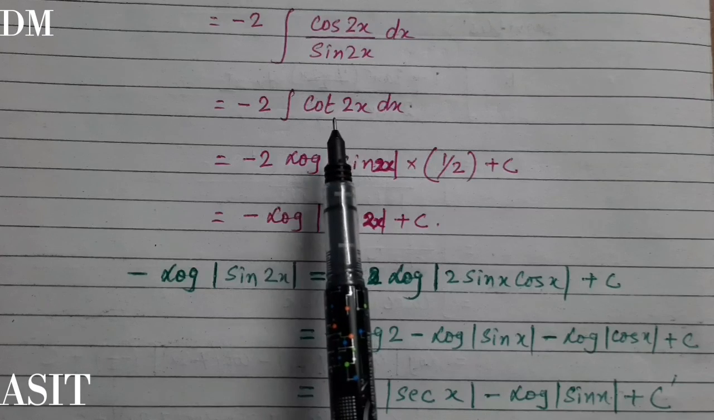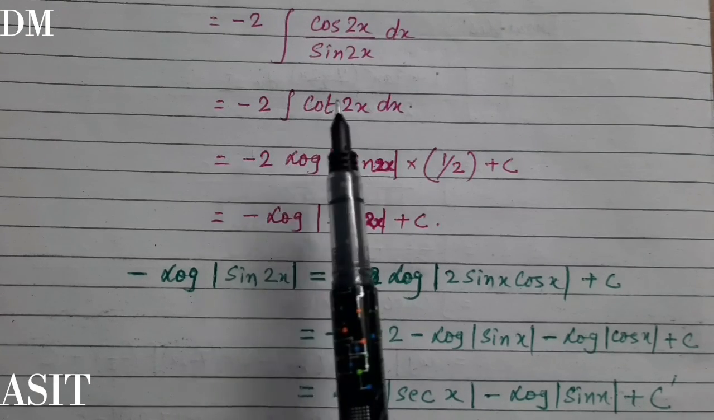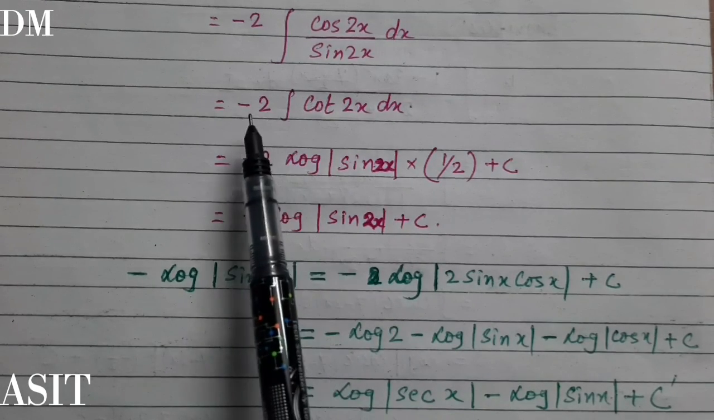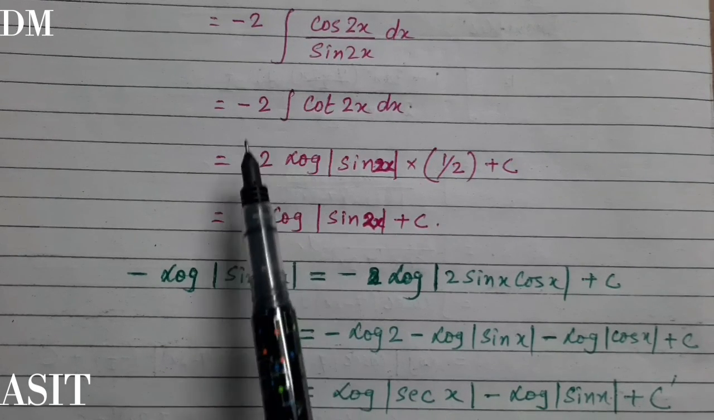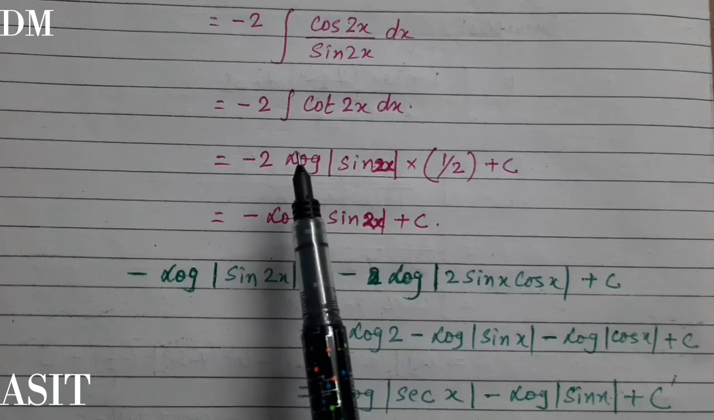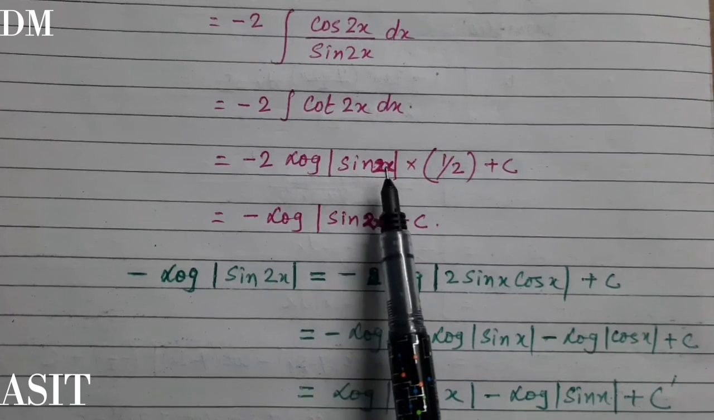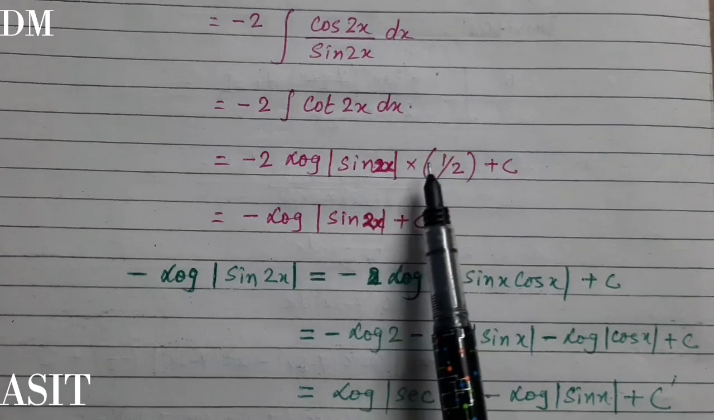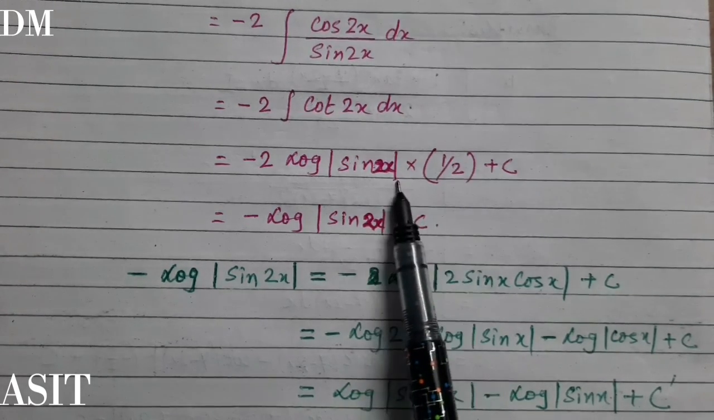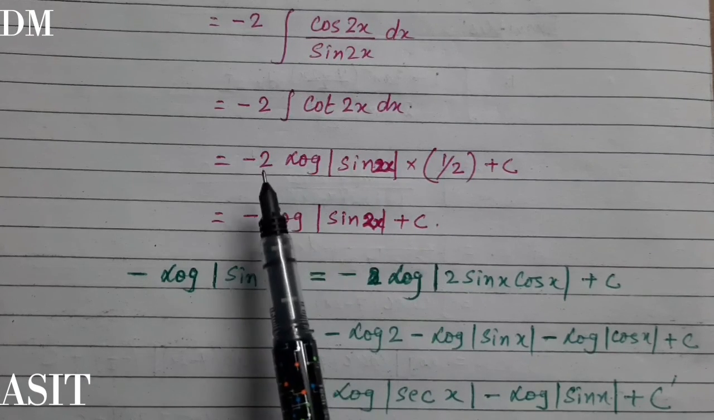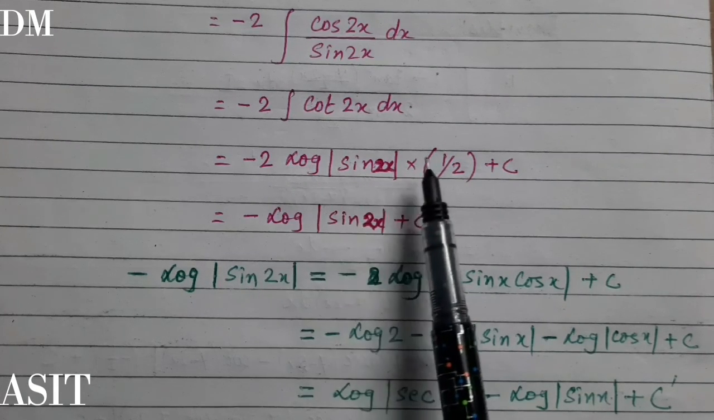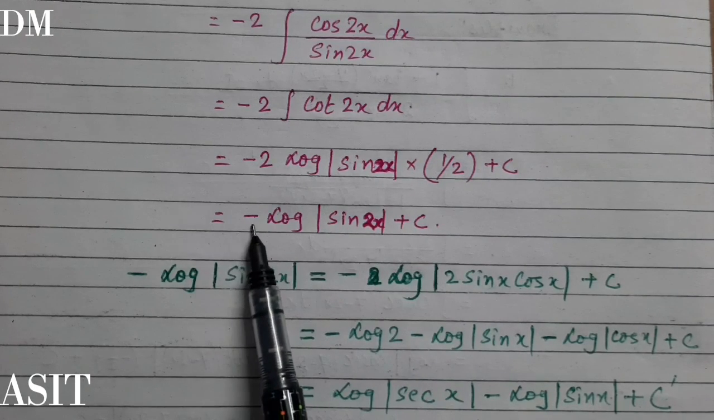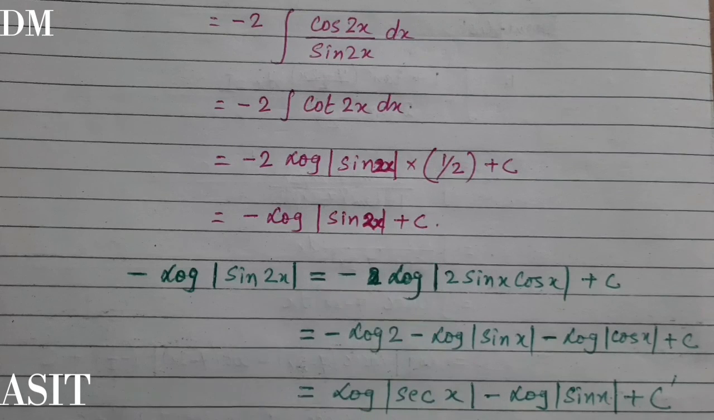Now we know the formula of integration of cot x: integration of cot x is log of mod sine x. Here minus 2 came out, so minus 2 here. So integration of cot 2x is log of mod sine 2x. Now the 2 is multiplied with x, therefore it will be 1 by 2 multiplied with that whole integral. So it will be minus 2 log of sine 2x into 1 by 2 plus c. Now this 2 can be cancelled out. We can write minus log sine 2x plus c.